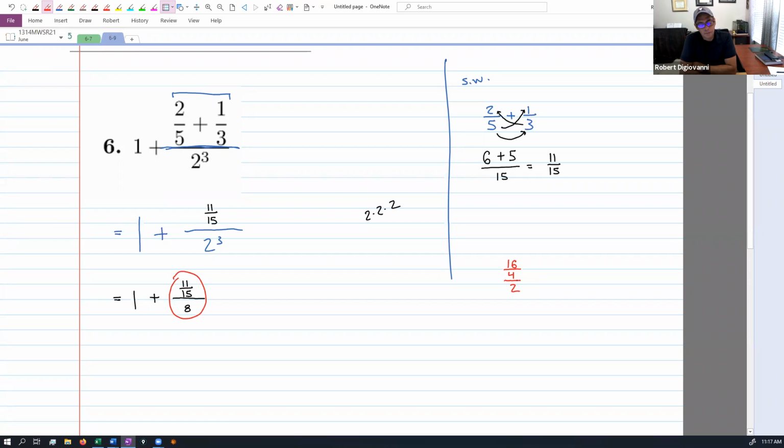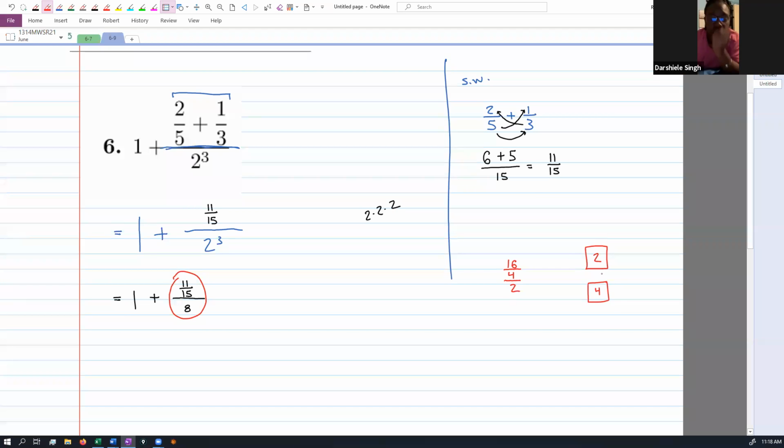Is it 2? Okay, so someone's saying the answer is 2. Anybody think it's something different? Maybe 4. Okay. Anyone else have something else? How about 8? Do y'all see how to get 8?